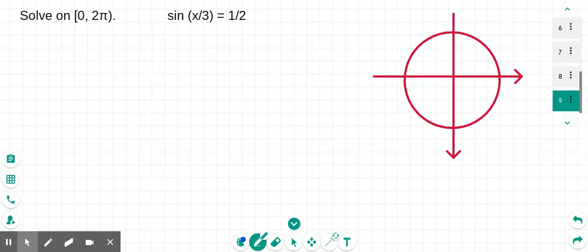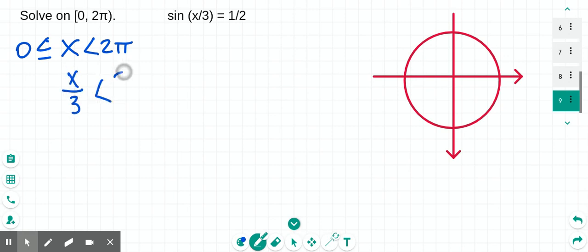So let's look at this one. Now we have sine of x over 3 equals 1/2. So we're thinking about here that we want x to be less than 2 pi, but greater than or equal to 0. So if I change this to x over 3 in the middle, then on these, I have to do the same thing. So I have to divide by the 3. So here, if I divide by 3, I still get 0.